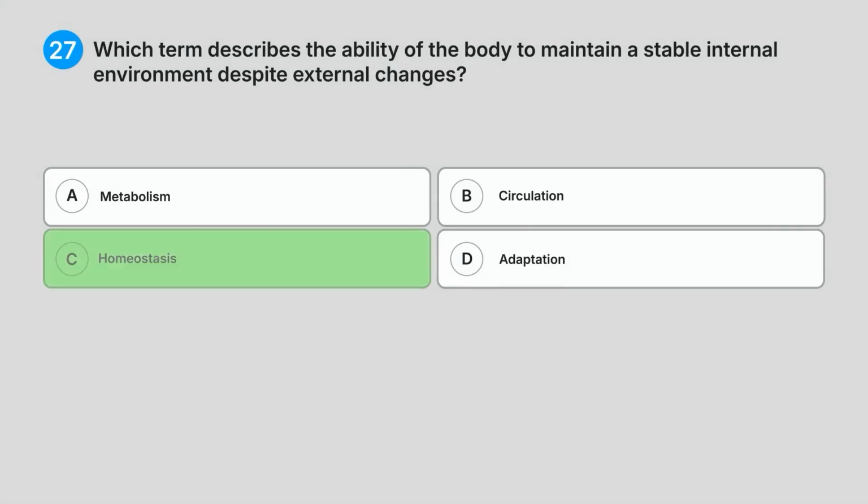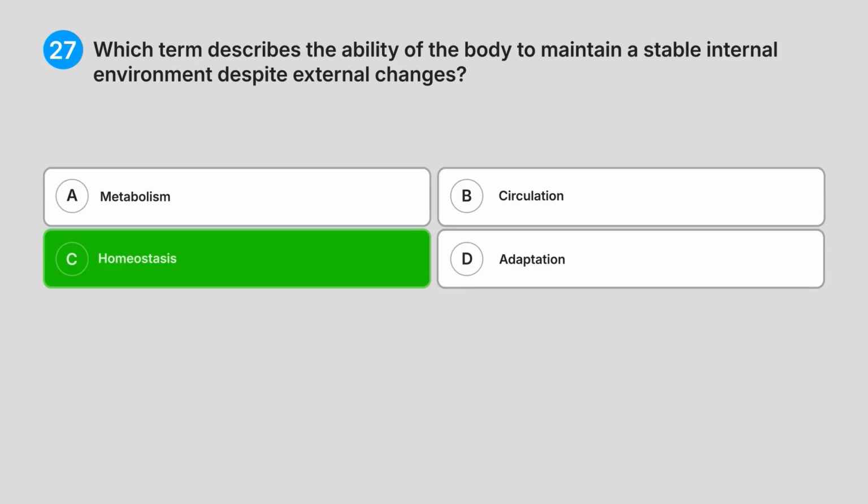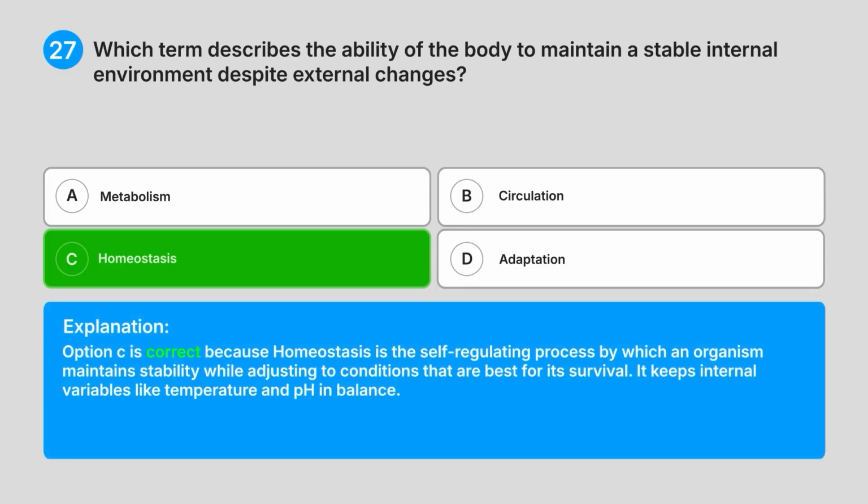Correct answer. C. Homeostasis. Explanation. Option C is correct because homeostasis is the self-regulating process by which an organism maintains stability while adjusting to conditions that are best for its survival. It keeps internal variables like temperature and pH in balance.